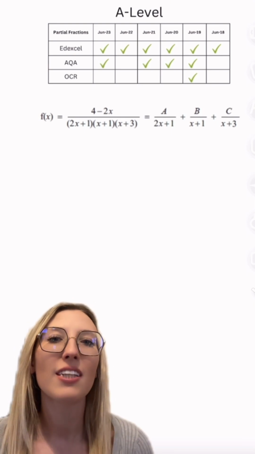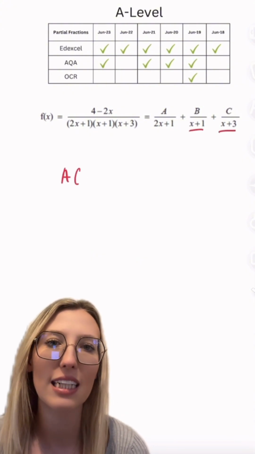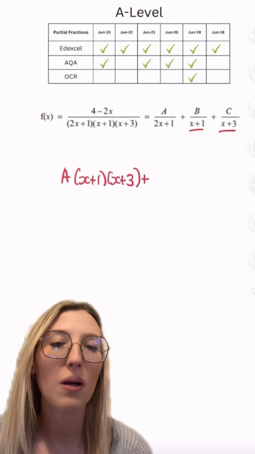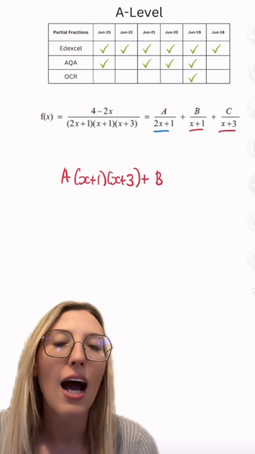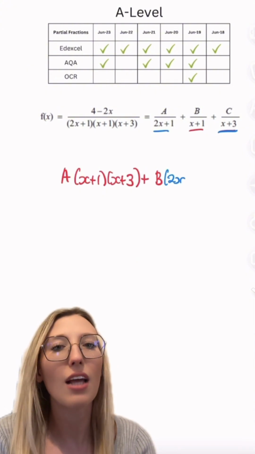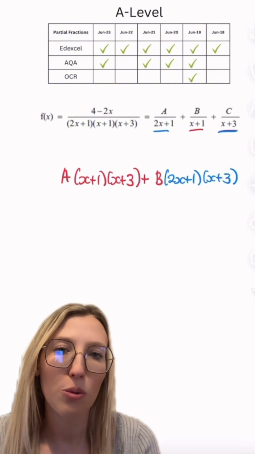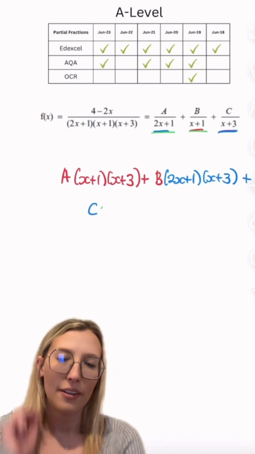Now, in order to do this, we're going to take the A and multiply it by the other two denominators. So that's an x plus 1 and an x plus 3. Now to the B, we're going to multiply this by the other two denominators, which are 2x plus 1 and x plus 3. And then finally, we're taking our C and multiplying it by the other two denominators here, which are 2x plus 1 and x plus 1.